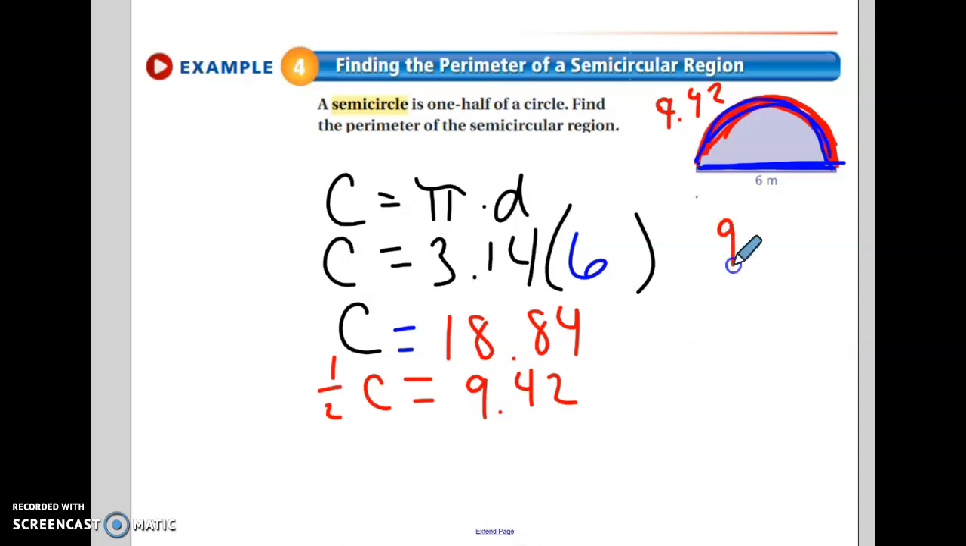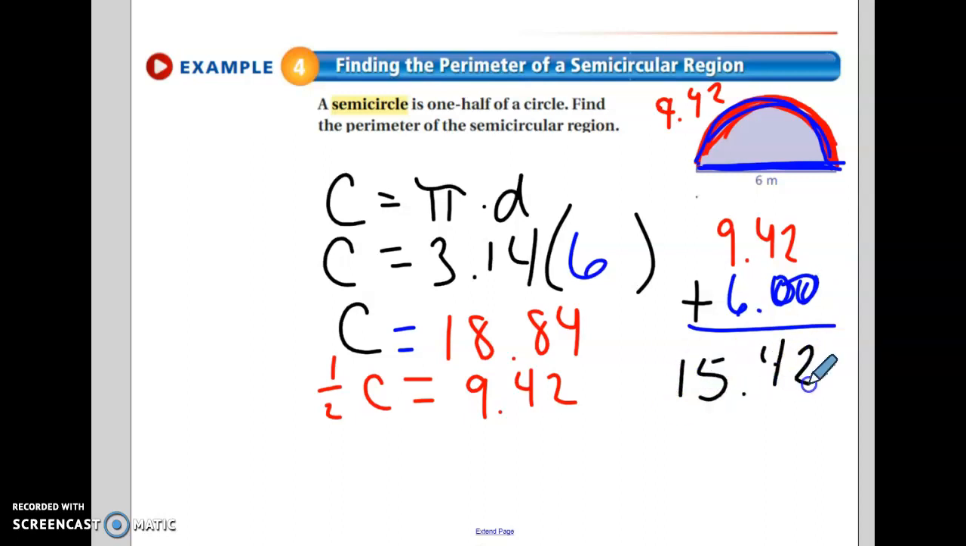So the half of the circumference plus the straight edge on the bottom, that's 6, which we're going to treat as 6.00. And for the sake of time, no, I can do this. What am I saying? This is 15.42 meters.